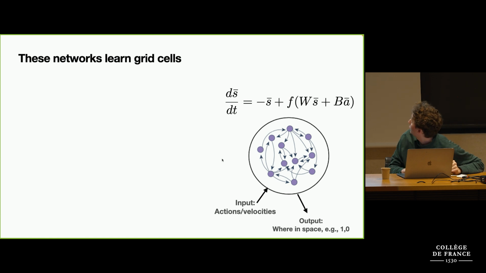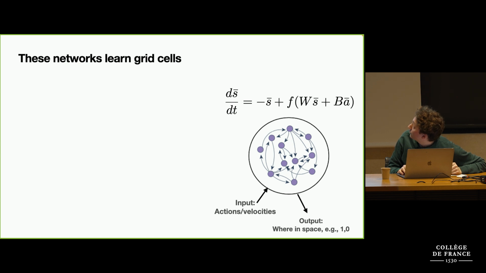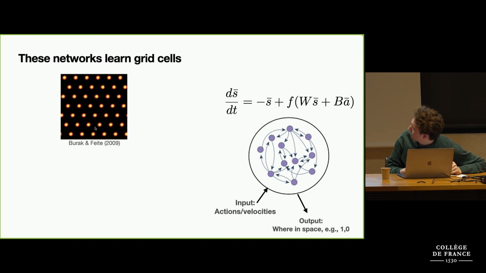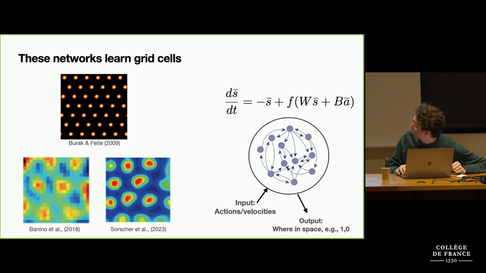And so if you just train one of these neural networks to predict where will I be in space at every time step, predict these sequences of where will I be in space, you really do discover things that look like grid cells. In fact, I've lied to you already, this is actually a hand-tuned network, where we've hand-tuned the connectivity strengths in the network. But if you really do learn them, then you do learn cells that look like grid cells as well.